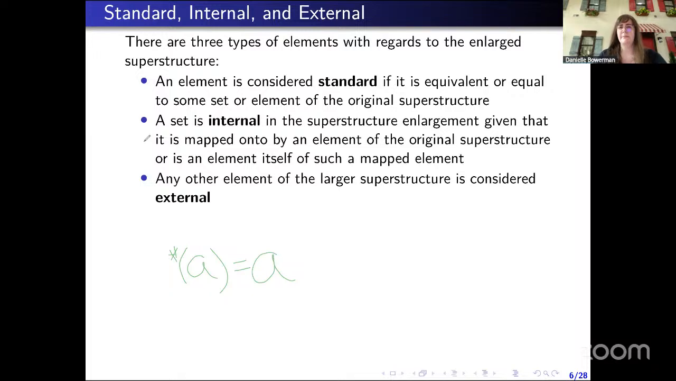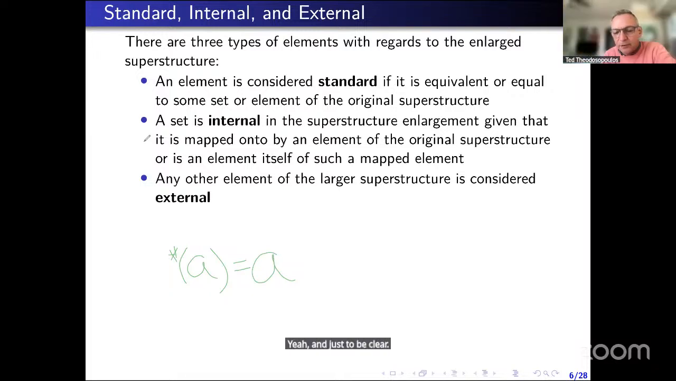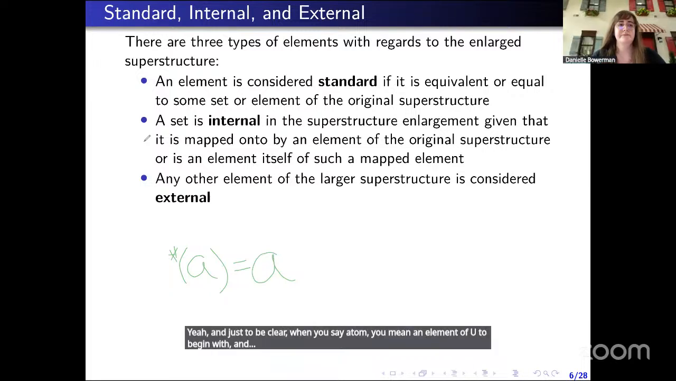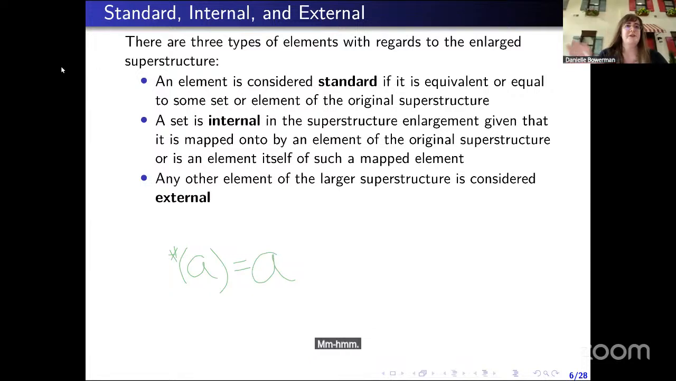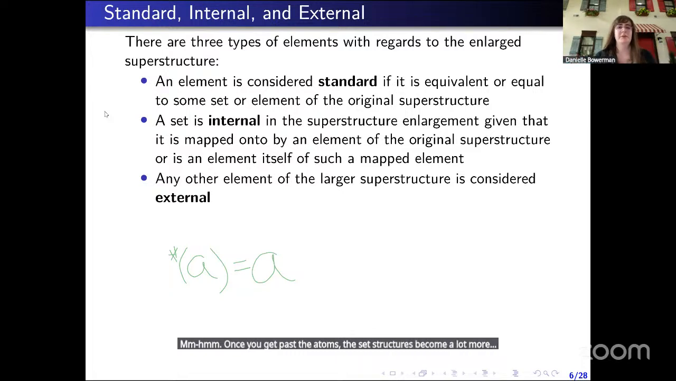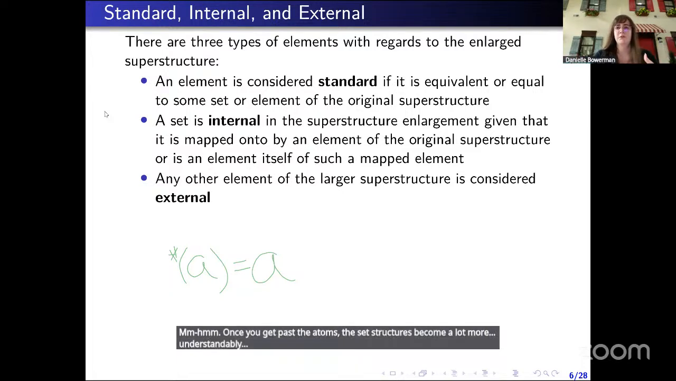Does that make sense? Yeah, and just to be clear, when you say atom, you mean an element of U to begin with. Yes, a fundamental single element, so no subset. Yeah, okay, good. Once you get past the atoms, the set structures become a lot more understandably equal or non-equal.